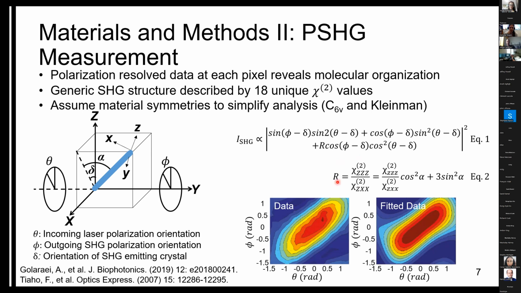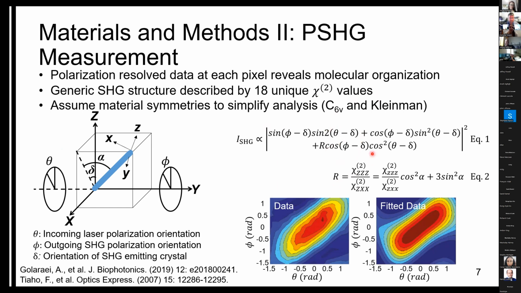And we can alternatively represent this as a single ratio, Chi2ZZZ over Chi2ZXX, which we refer to as R. And so as we can see in the above equation, the SHG intensity is related to the laser polarization orientation defined as theta, as well as the analyzer angle defined as phi. And using this relation, we can extract our R value as well as delta if we'd like.